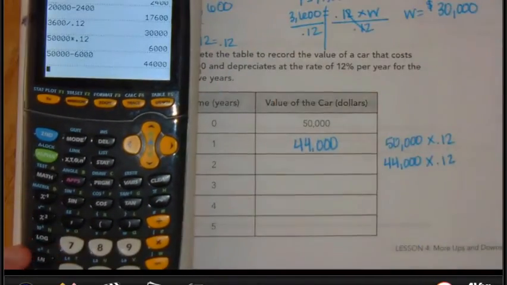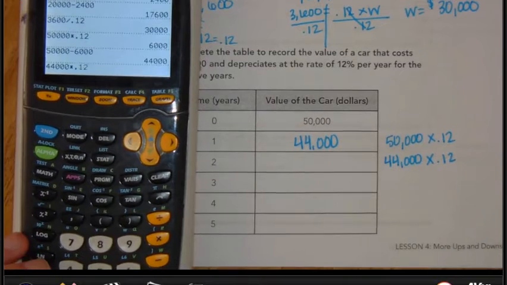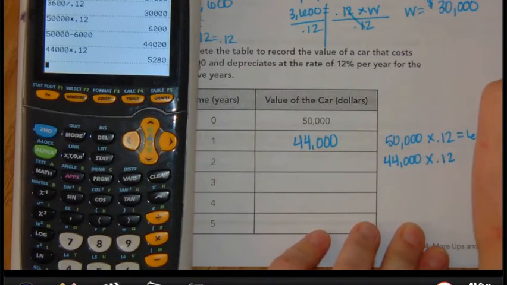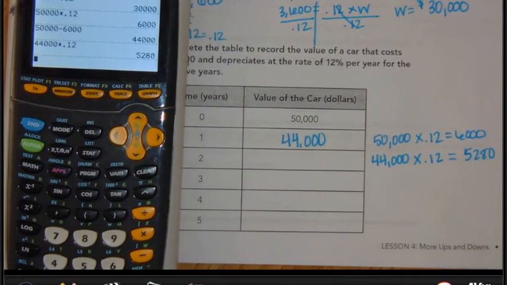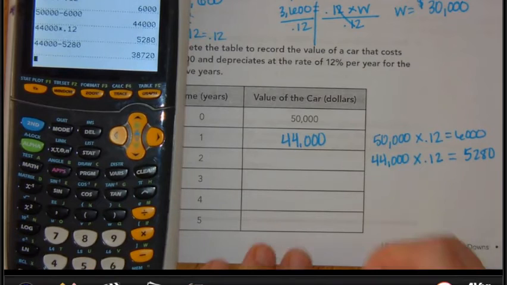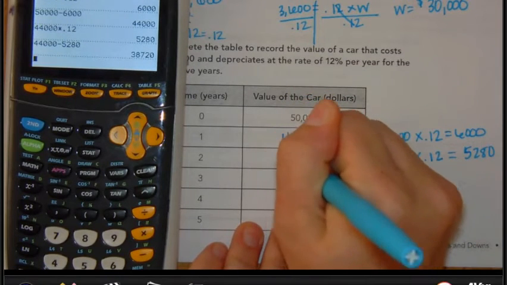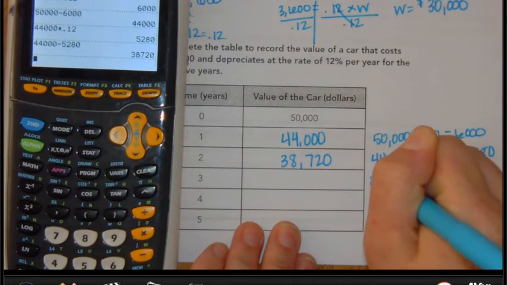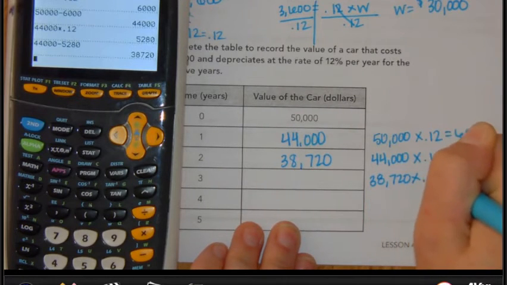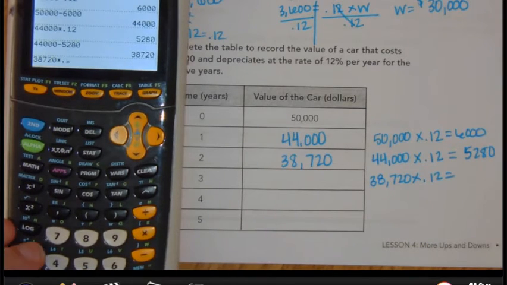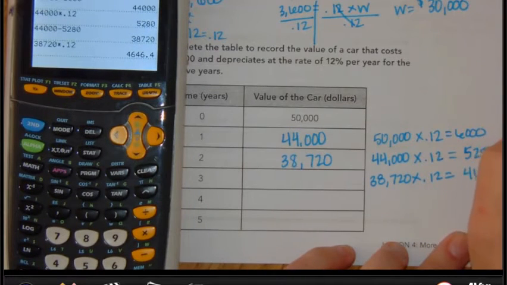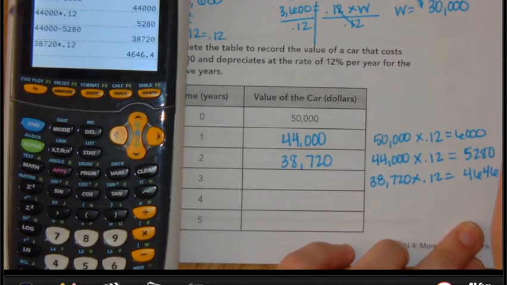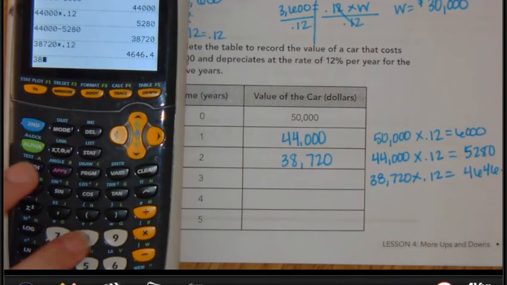All right, so 44,000 times 0.12, I get 5,280. Okay, so then I'm going to take 44,000 minus 5,280, and I'm going to get 38,720. So then I'm going to start year 3 at 38,720 times 0.12. So 38,720 times 0.12 gives me 4,646.4.